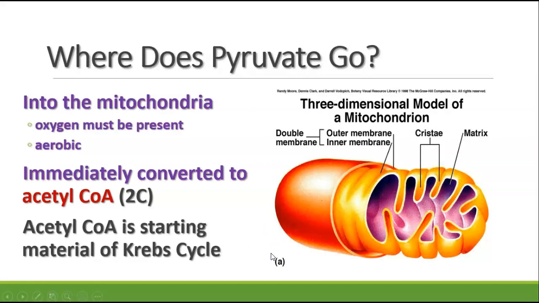Where does the pyruvate go after that? Well, it goes into the mitochondrion. For the rest of the process of cellular respiration to occur, there must be oxygen present, because the rest of this is an aerobic process.